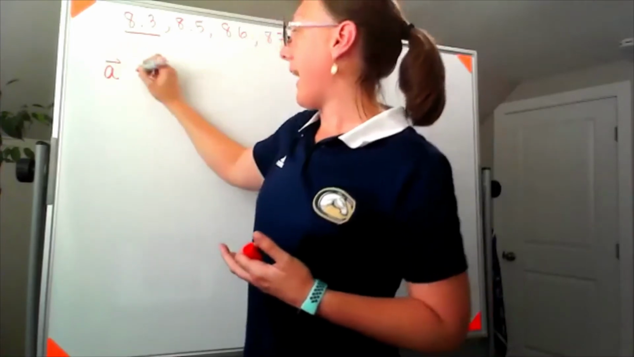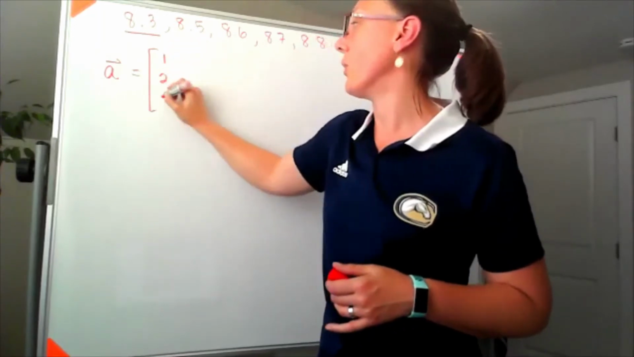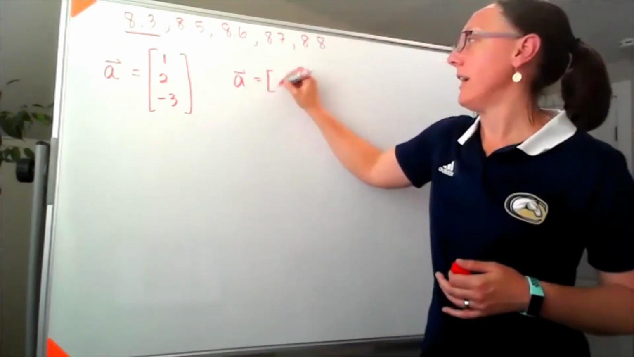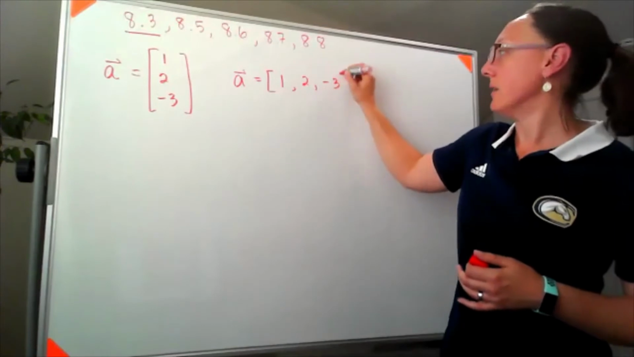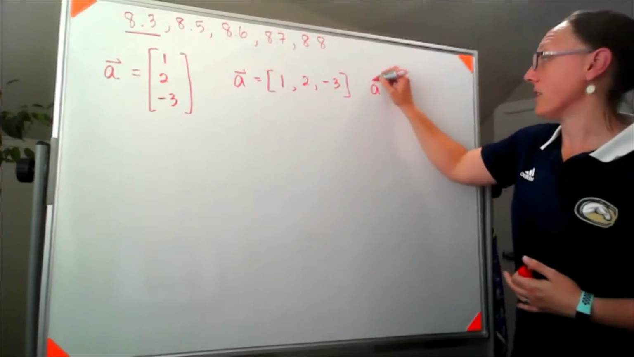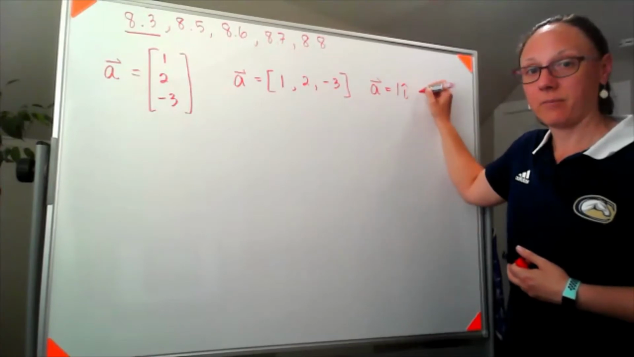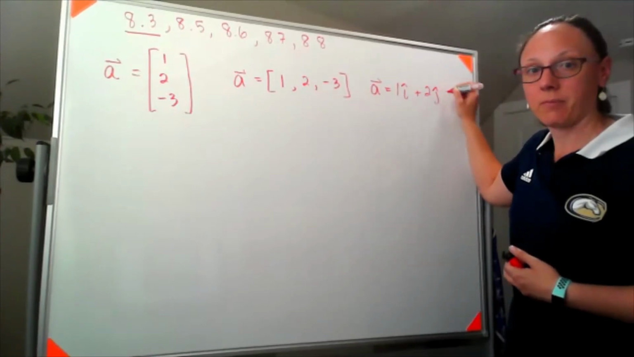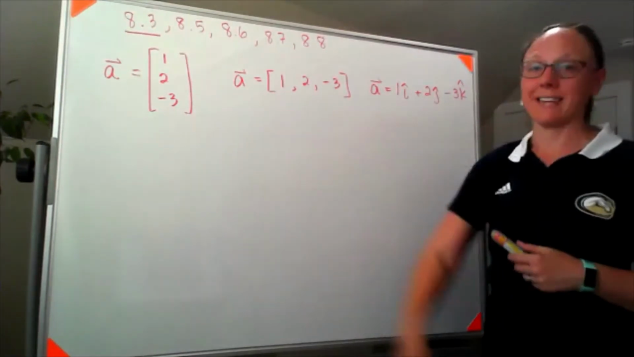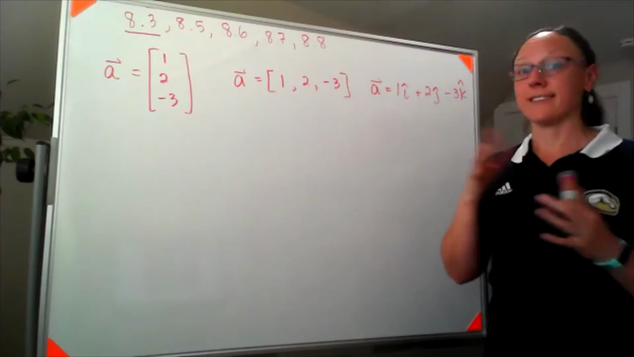If I give you a vector A and I wrote it as a column vector, then I might say 1, 2, -3. I could also write that as a row vector, in which case I would put commas between the numbers, or we also had notation for the standard basis vectors to write this as 1i plus 2j minus 3k. And all of these represent the same vector. It's just 3 different types of notation for the same thing.